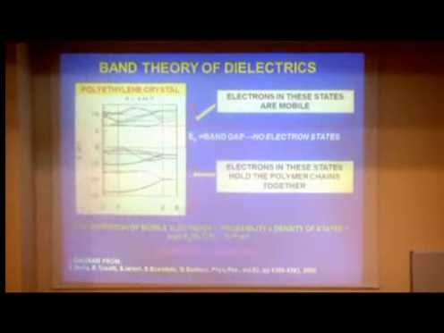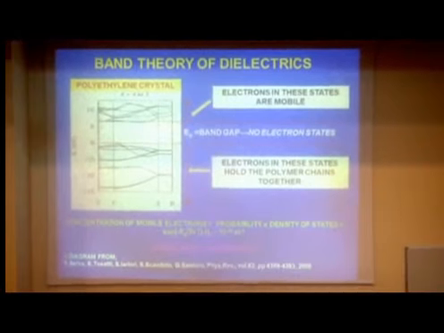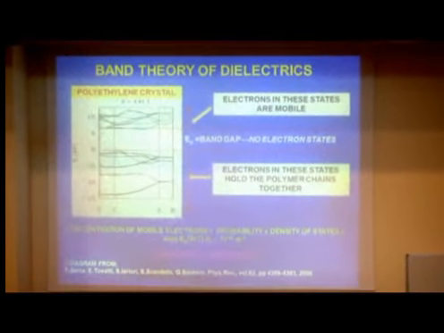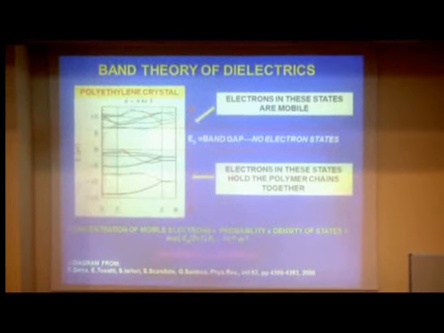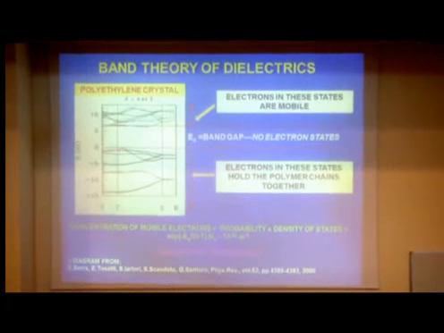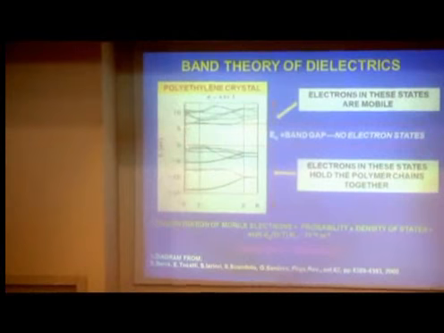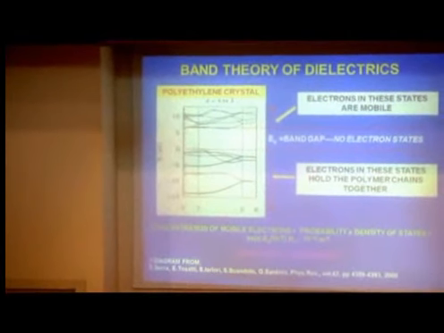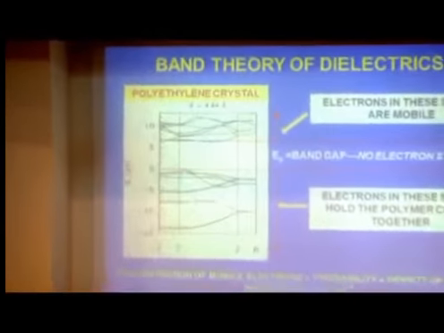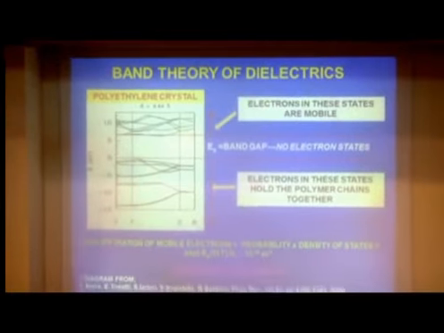And because the polyethylene is a molecule, it's quite difficult to remove an electron from those states. It costs a lot of energy. And the amount of energy it costs, the minimum amount of energy, according to this calculation, is about 6.5 electron volts. And these states here are states with very little electrons in them, almost none.